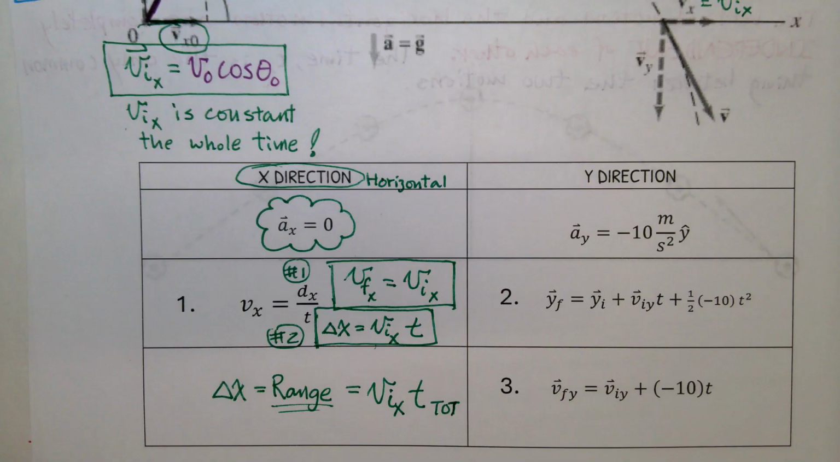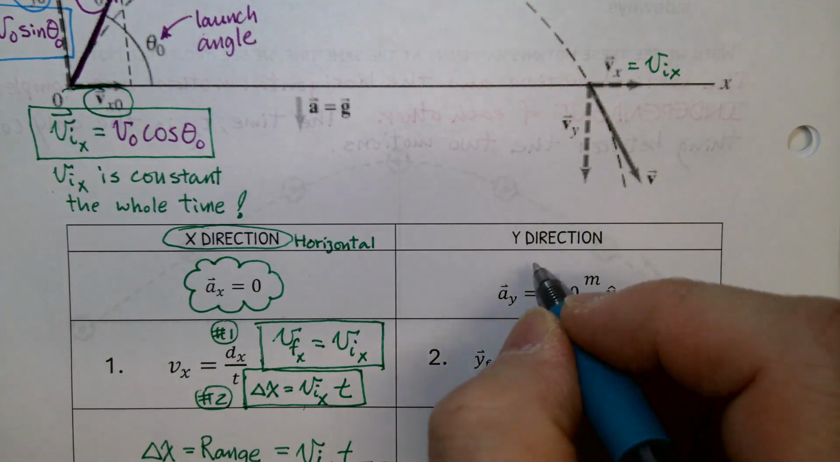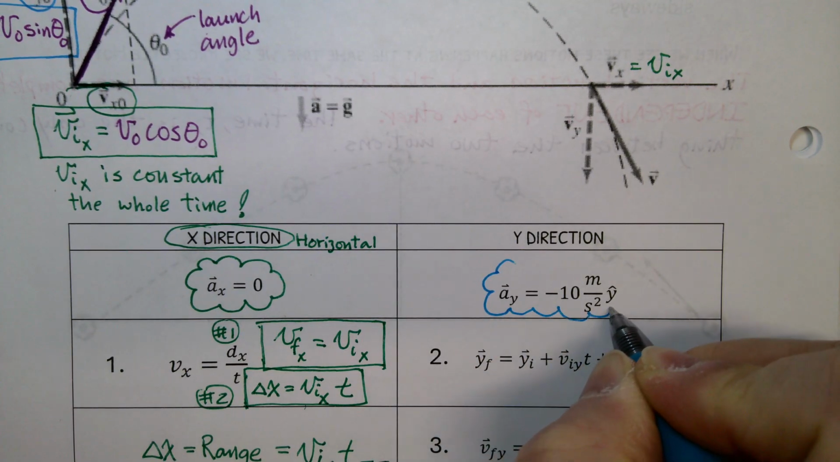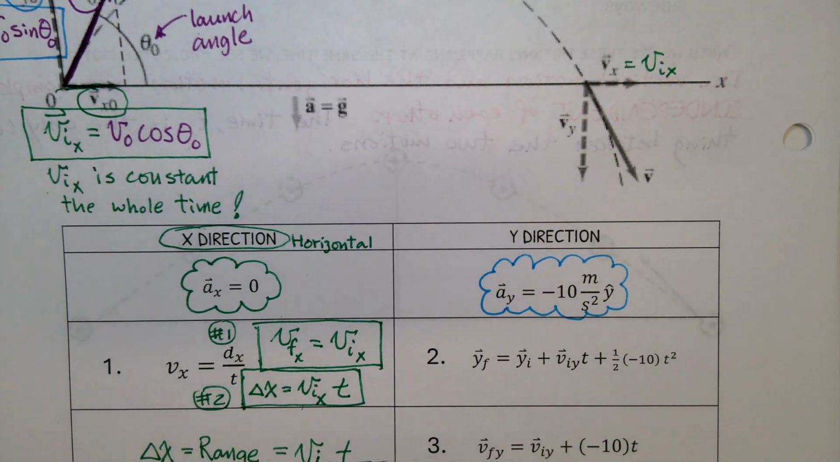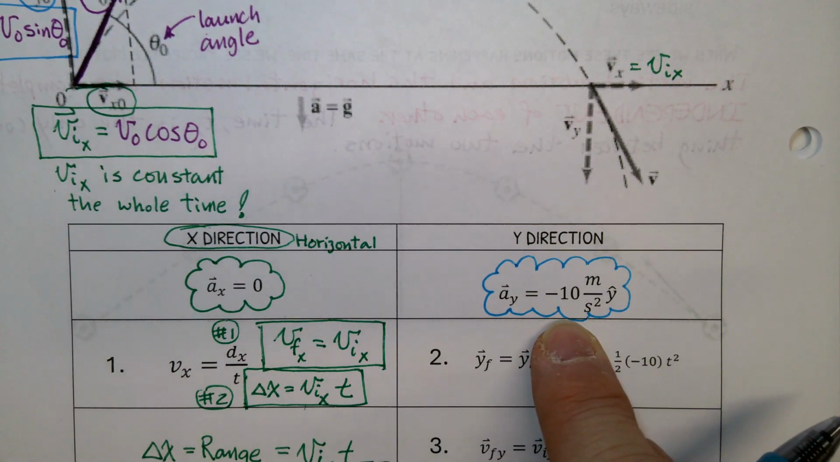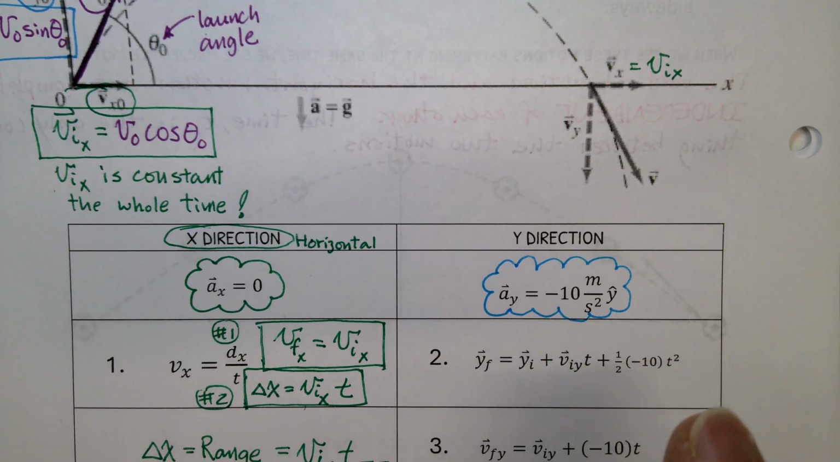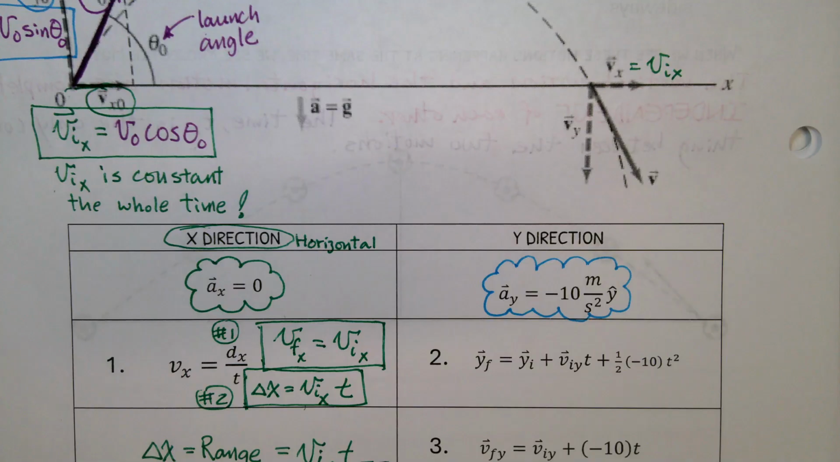Now let's take a look at the y direction. For the y direction, you definitely have acceleration in the y direction because of gravity. Gravity will make things accelerate towards the center of the earth at negative 10 meters per second square y hat. For your lab, however, you really should use negative 9.8 to be more accurate and precise. Okay, don't use 10. Okay?